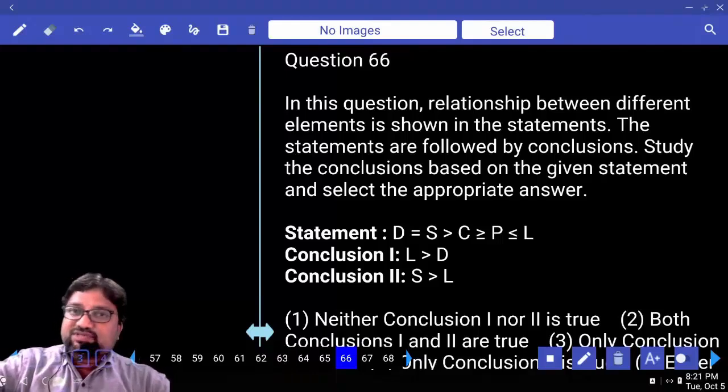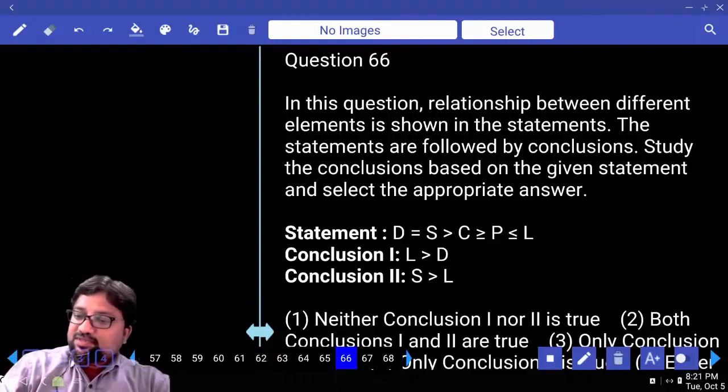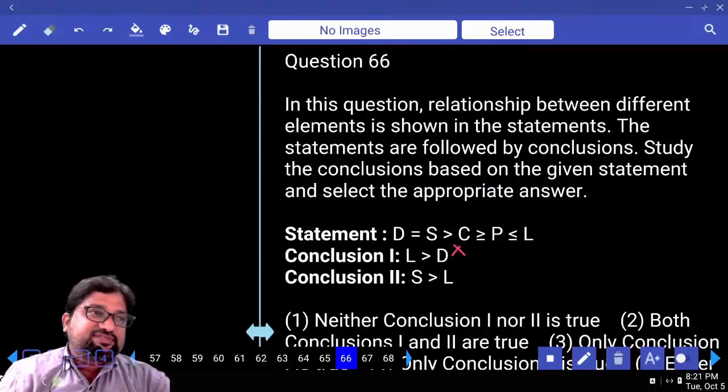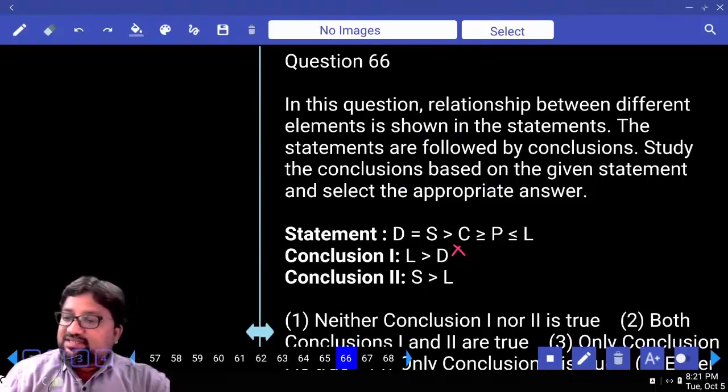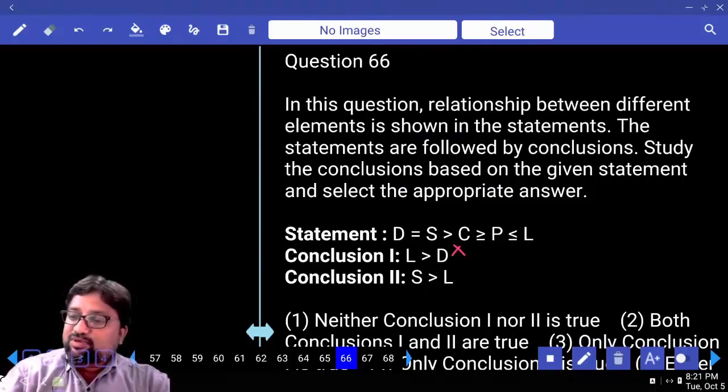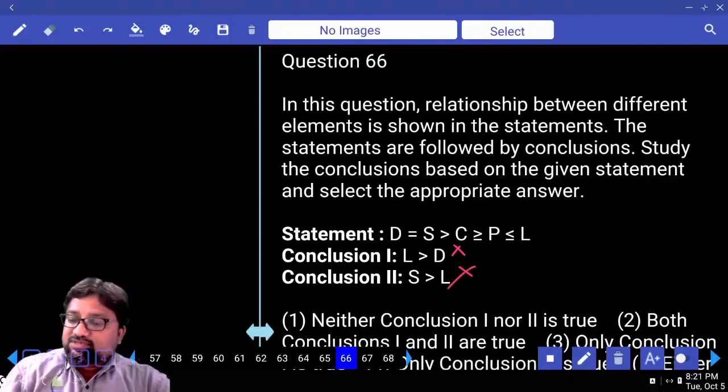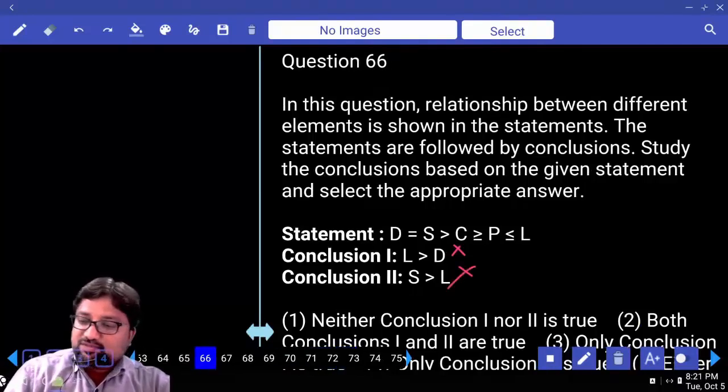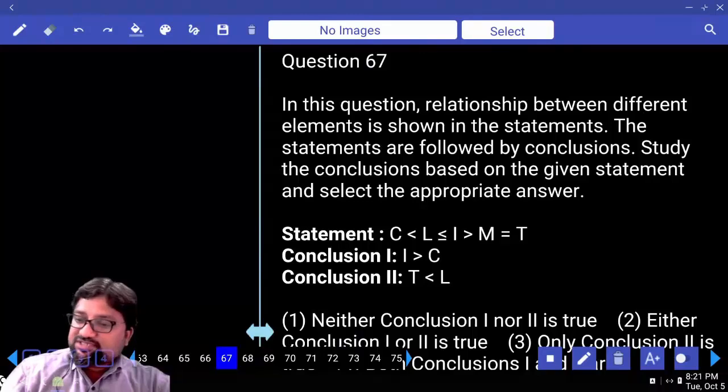Greater than D. What is the problem? Opposite symbols. Next is what? S greater than L. S and L, what is the problem? Opposite symbols. So what is your answer? Neither one nor two follows. Next conclusion.